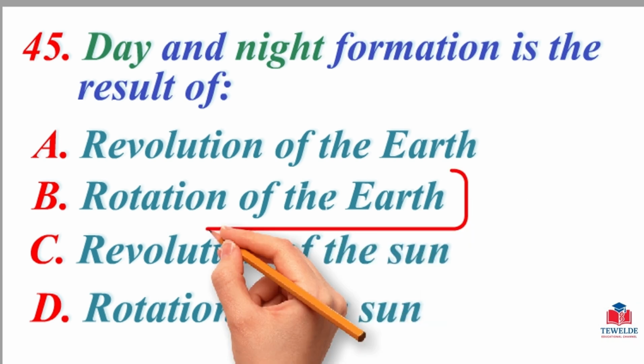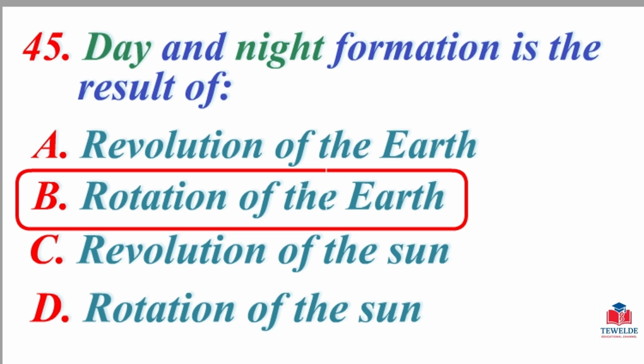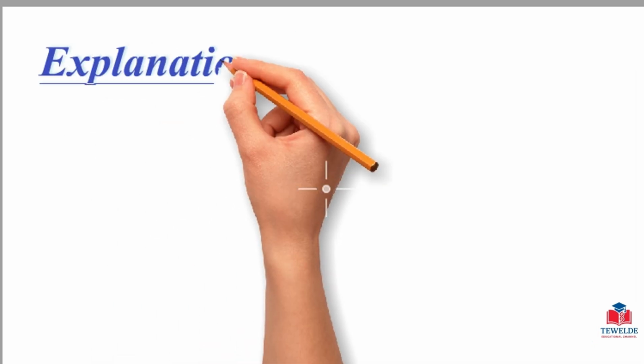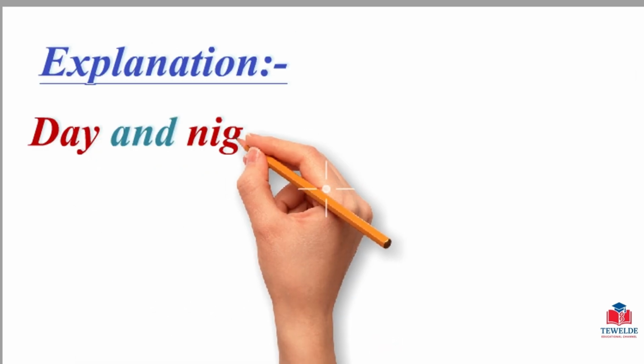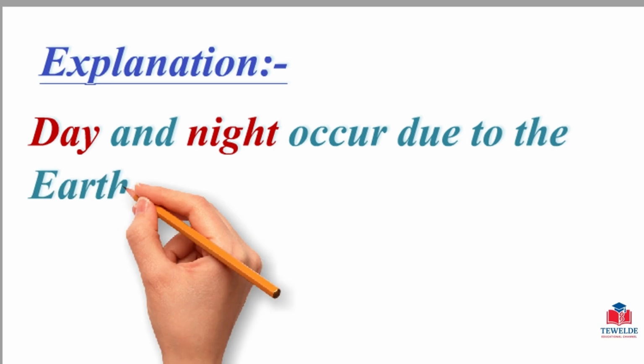The correct answer is B. Rotation of the Earth. Explanation. Day and night occur due to the Earth's rotation on its axis.